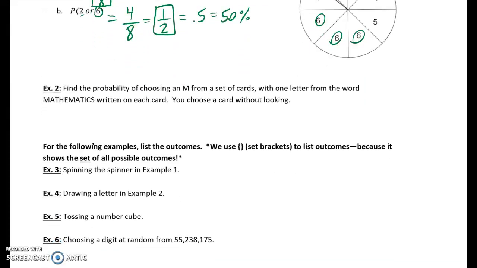Pretty basic, hopefully. Find the probability of choosing an M from a set of cards with one letter from the word mathematics written on each card. You choose a card without looking. So we have cards. Each one has a different letter on it. M-A-T-H-E, M-A-T-I-C-S. And I'm going to draw one card at random. What's the probability I get an M? Well, again, look at favorable outcomes. How many favorable outcomes are there? Well, I see 1, 2 M's in the word mathematics. So there's 2 favorable outcomes. And the word mathematics is how long? 1, 2, 3, 4, 5, 6, 7, 8, 9, 10, 11. So that would be 2 out of 11. Frankly, I would leave it just like that. But if you want to write it as a decimal, it's like 0.1818, so 0.182 maybe, or 18.2%. I wouldn't care either way. But 2/11 would probably be the best answer. It's easiest to write.